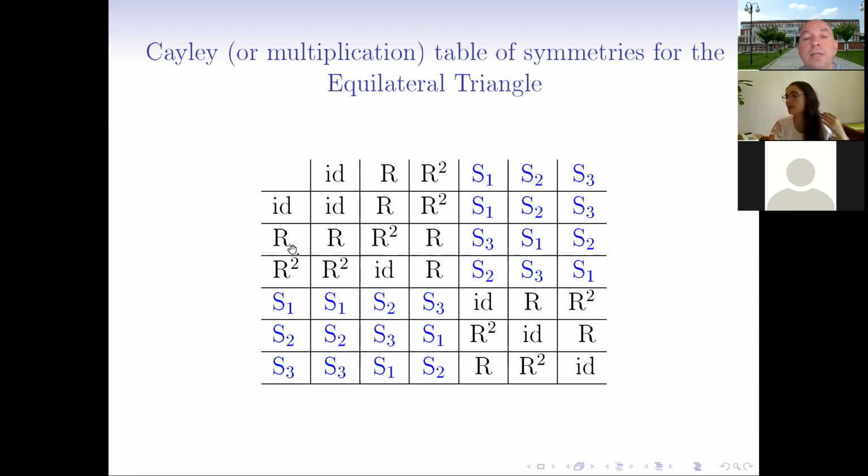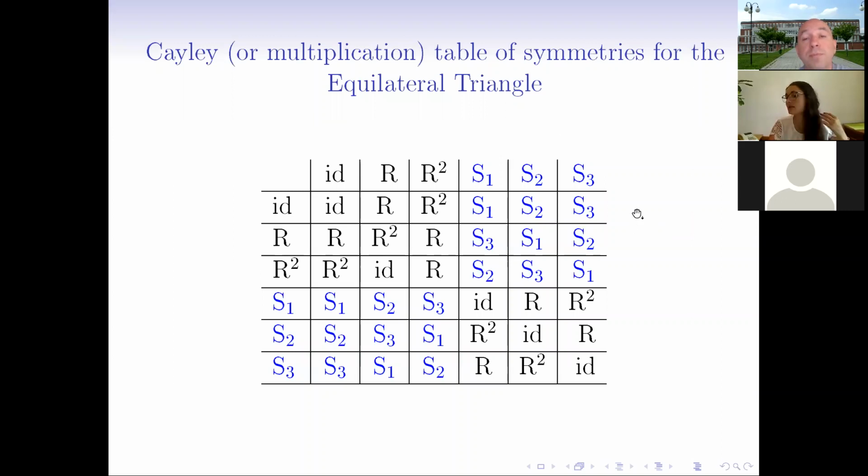For instance, if we take the product of R and S1, where R is the row and S1 is the column, we get S3. If we do the same with S1 and R, we get S2, and S2 is not the same as S3. They are reflections with respect to two different axes. So the group of symmetries of the regular three-gon is not abelian. The result of the multiplication depends on the choice of the order.